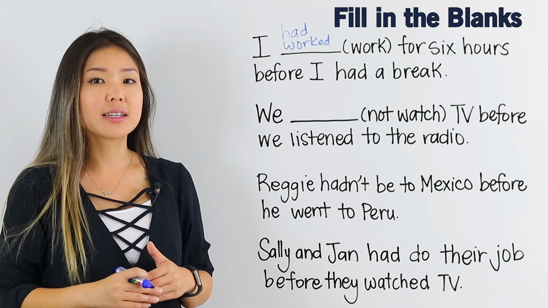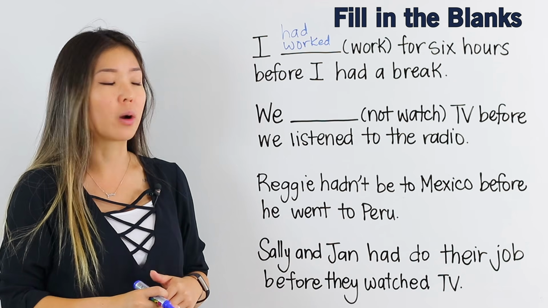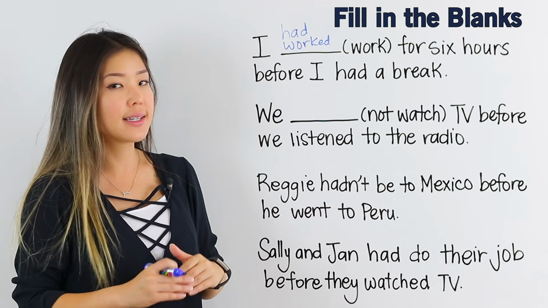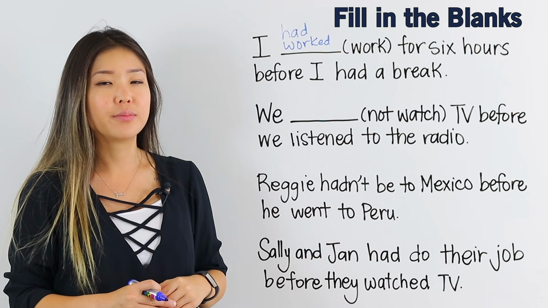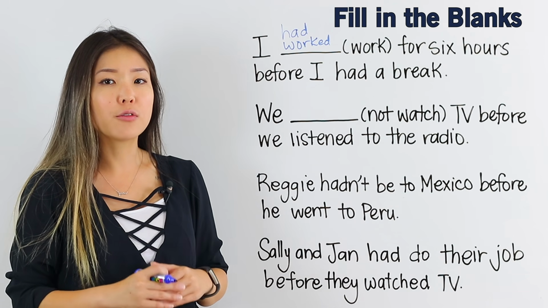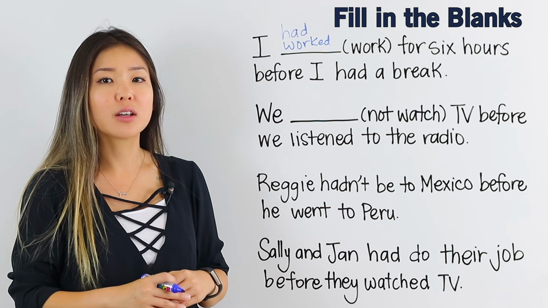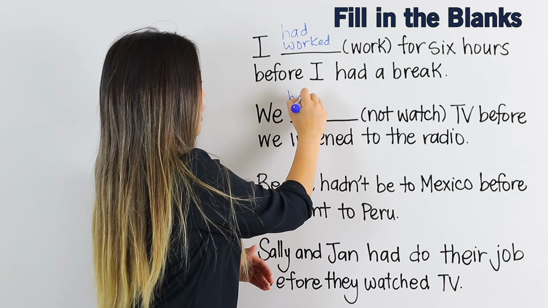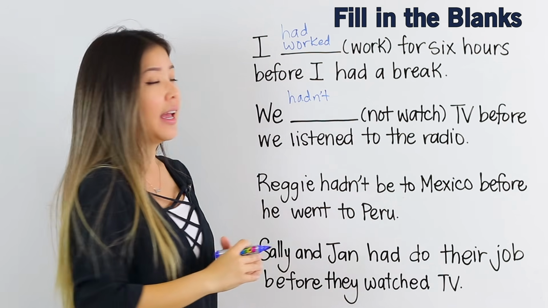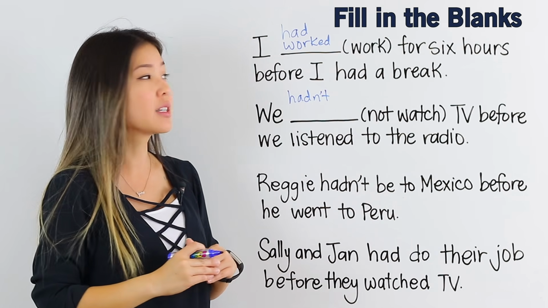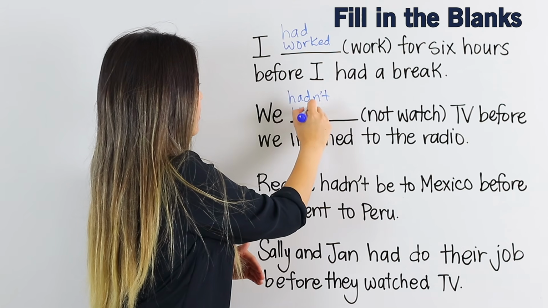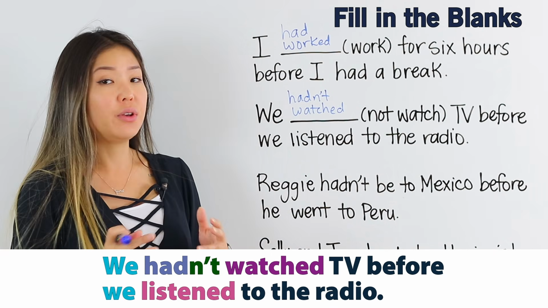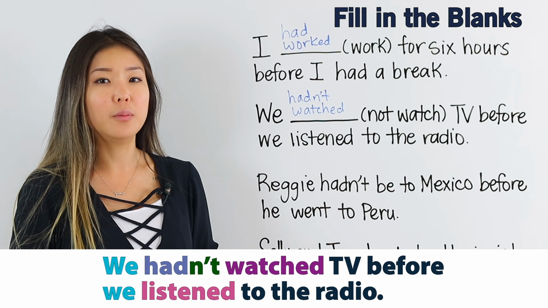For the next sentence, I want you to try the negative form. We blank TV before we listened to the radio. Remember, for the negative form, we say had not, or we use the contraction hadn't. We hadn't, and then we need the past participle. We hadn't watched TV before we listened to the radio.